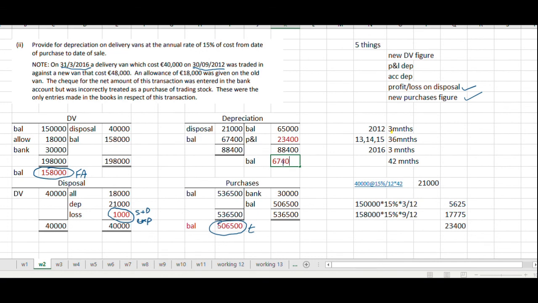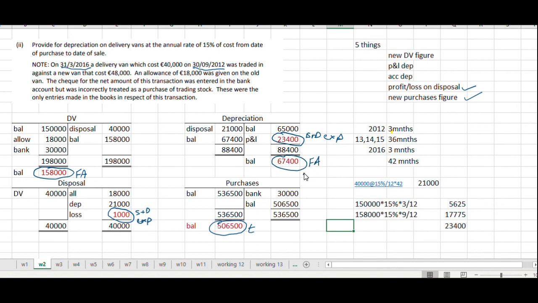Goes down here, 67,400. So here's my final two figures that I'm looking for. The 23,400 is my S&D expense, and my 67,400 goes into my fixed assets.